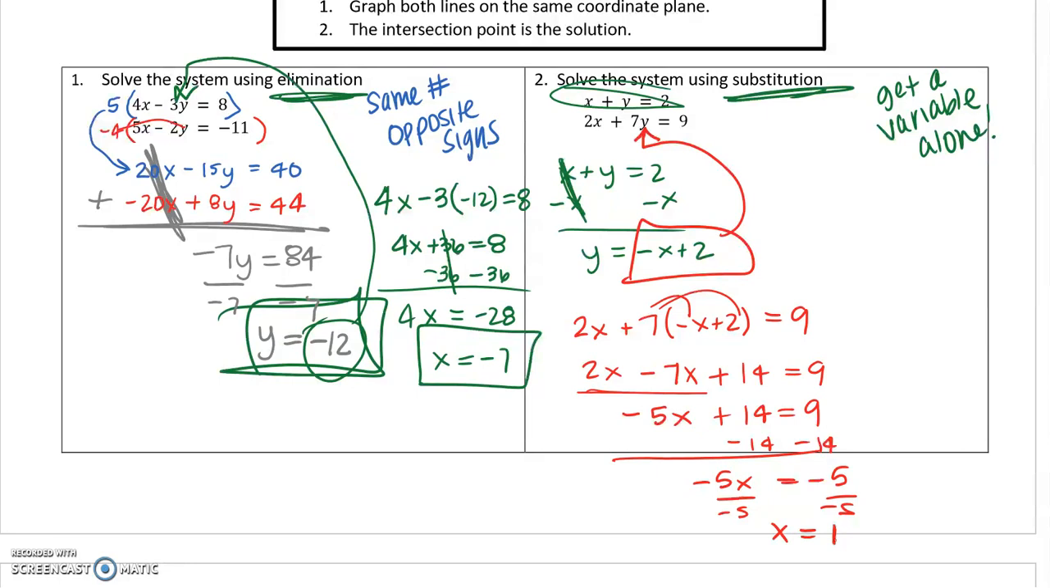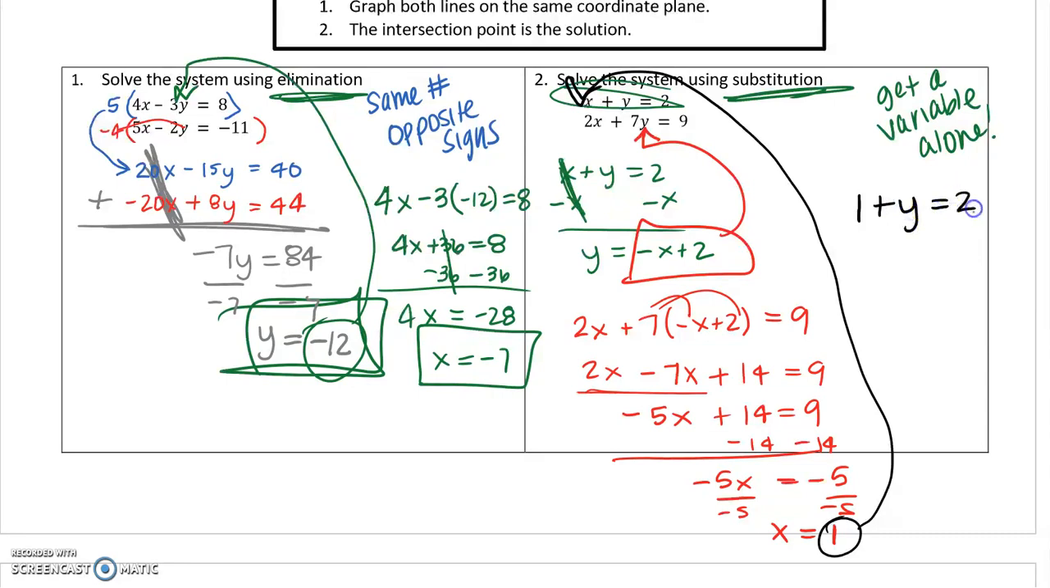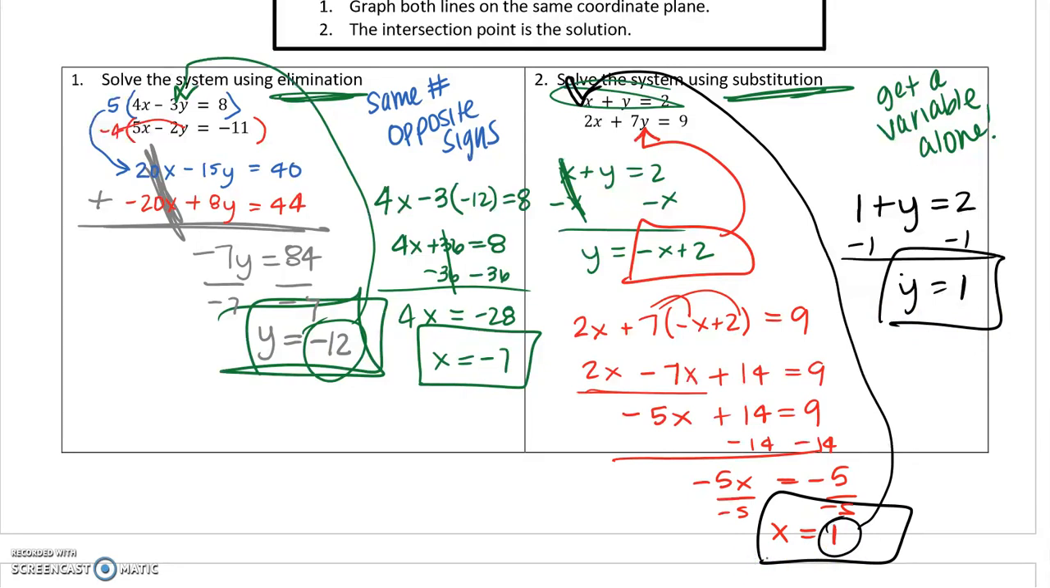I'm not finished. I need to plug positive 1 back in somewhere. Again, I always like to pick the equations that have very little negatives. So I'm going to plug it into the top one. Instead of x, I'm going to write 1. So it's 1 plus y equals 2. Subtract the 1. So y equals 2 minus 1, which is 1. So my point is 1, 1.